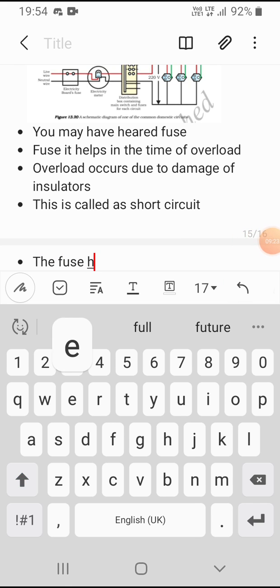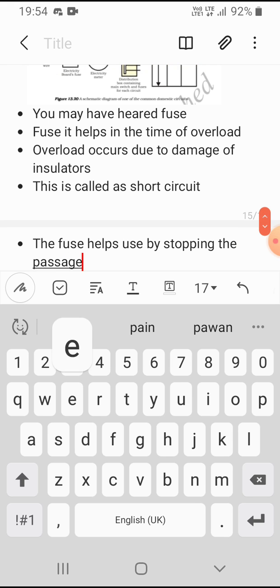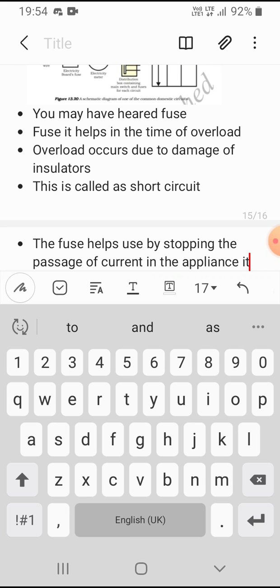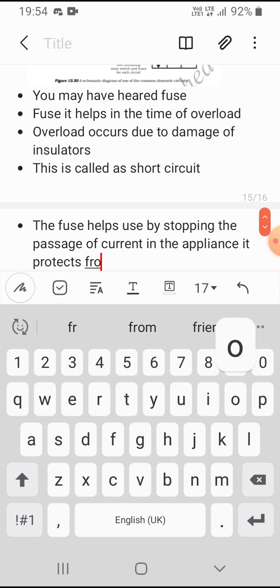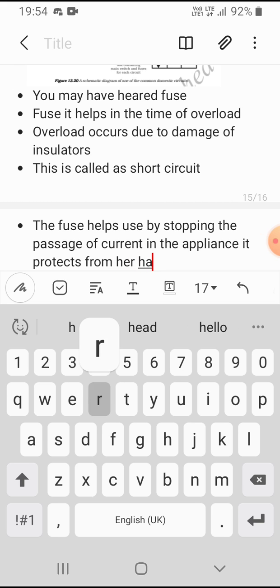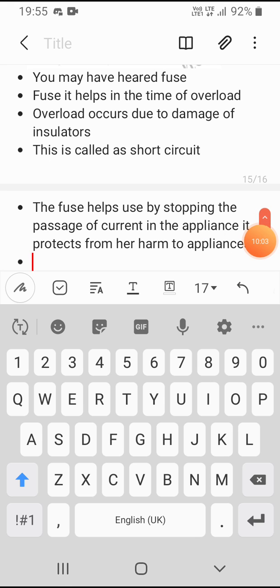The fuse helps us by stopping the passage of current in the appliance. By stopping the passage of current in the appliance, it protects us from short circuit. It protects the appliance from getting harmed.